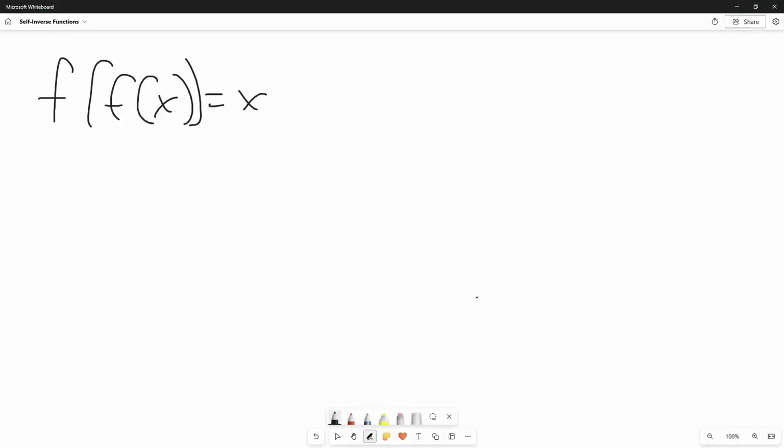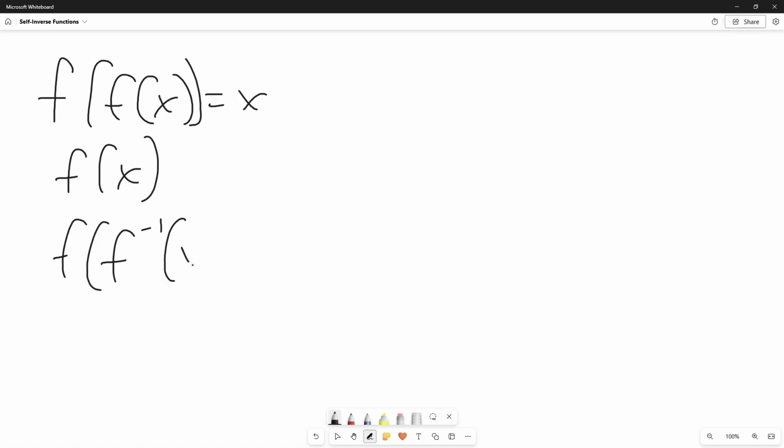I know I said at the beginning of the video that there are two conditions that need to be satisfied in order for a function to be self-inverse, but in reality, if one of the conditions is satisfied, then the other condition is always satisfied. So let's look at this condition. This is the first condition that I talked about, f of f of x equals x. And the definition for an inverse function is that if you have a function f of x, then f of the inverse of f of x will equal x. That's just a definition of the inverse function. It undoes what the original function does.